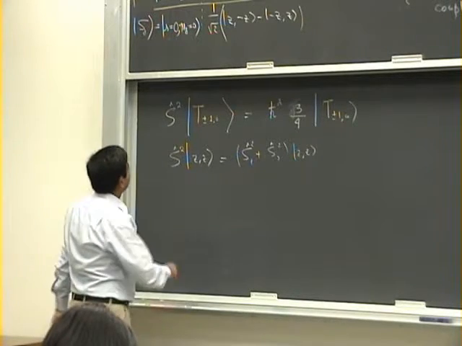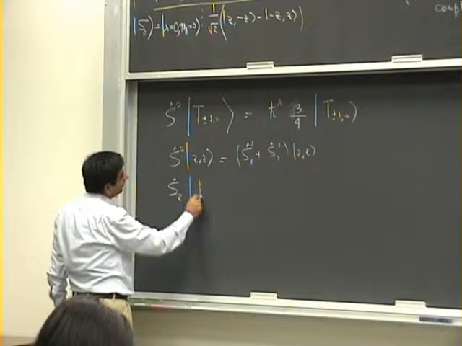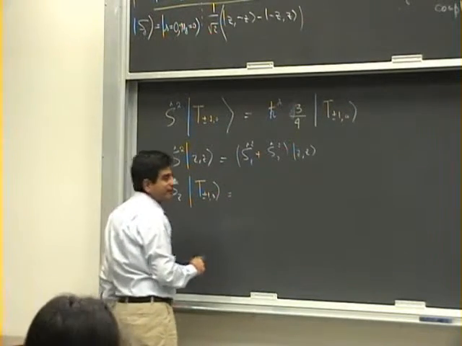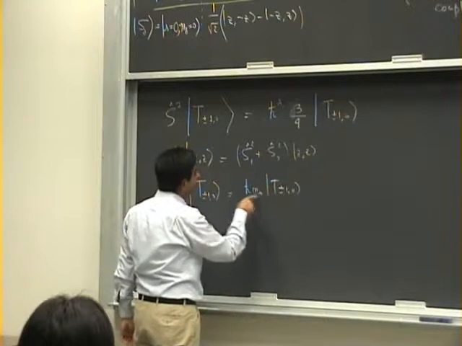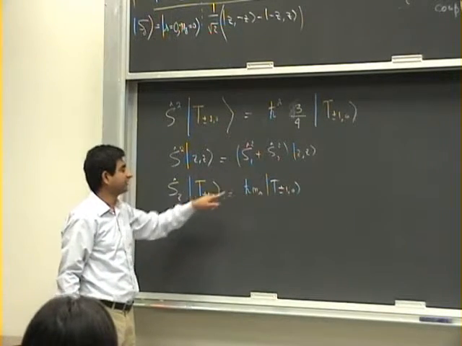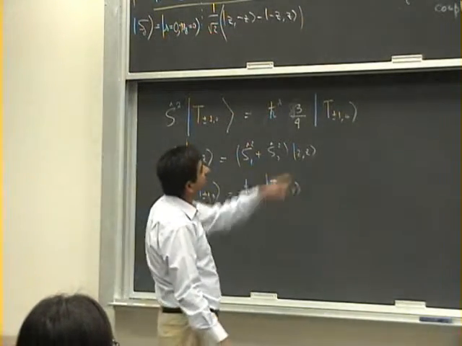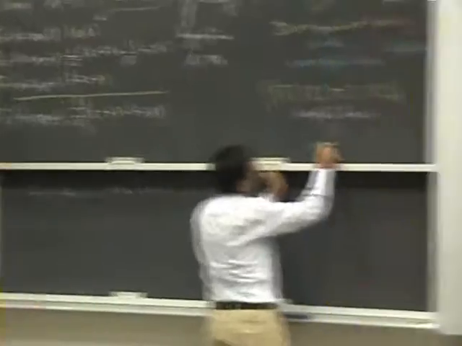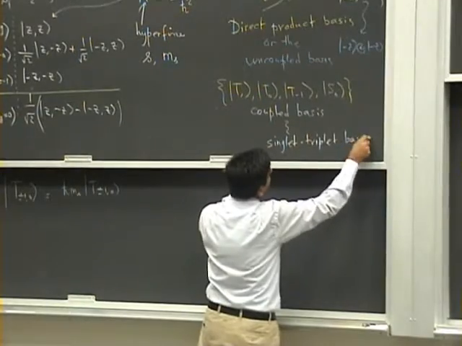However, likewise, if I have SZ and I act this upon the triplet state, I get back the triplet state with h-bar MS. MS now depends upon this quantum number. If it's 1, this is 1. If it's minus 1, this is minus 1. If it's 0, it's 0. So the advantage of working in this coupled basis, also called the singlet triplet basis, is the following.